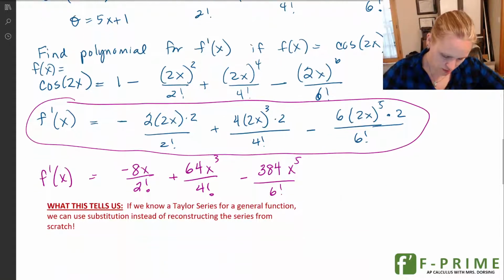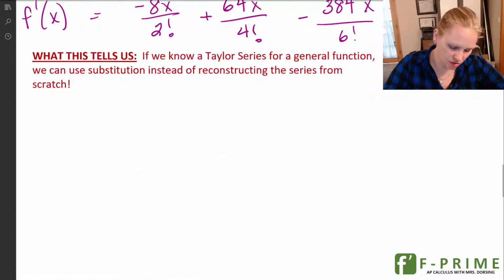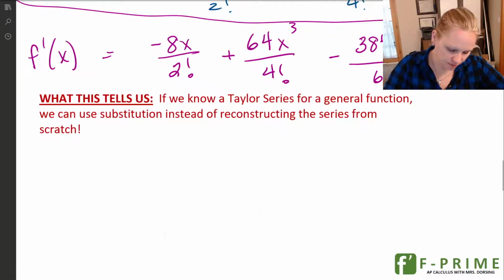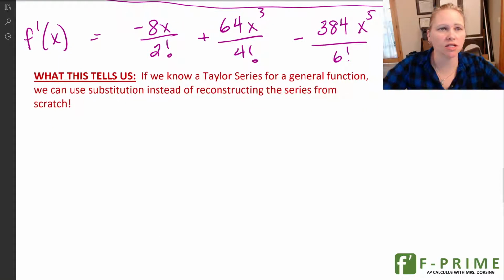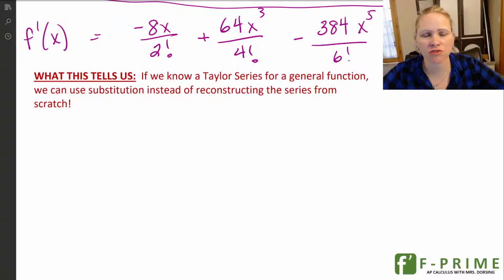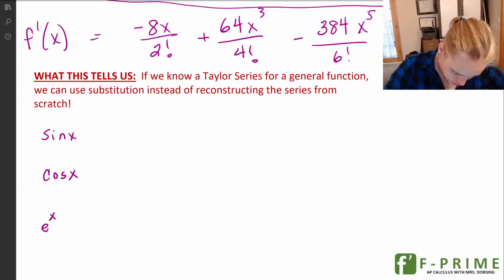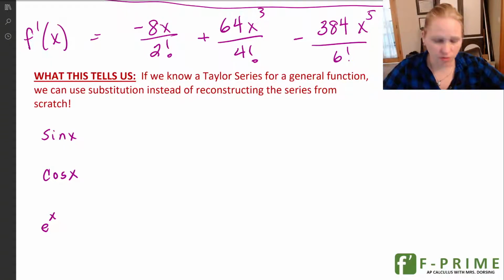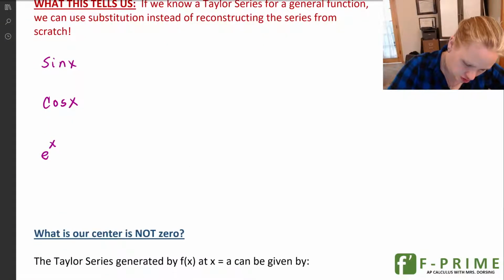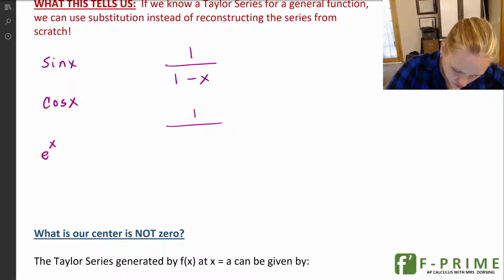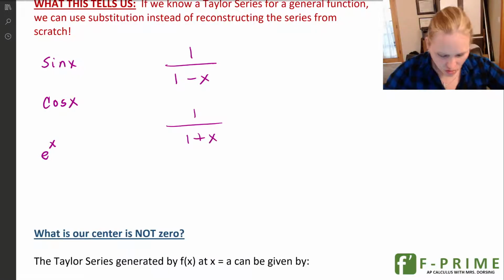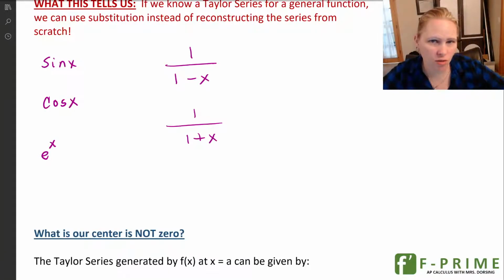So what this tells me is that if I know a Taylor series for a general function, we can use substitution instead of just reconstructing the series from scratch. So common series include sine of x, cosine of x, e to the x, which we'll get to eventually, and a couple others that we've already seen that are more like geometric formulas. So 1 over 1 minus x, 1 over 1 plus x. These are all really common functions that we're going to see.